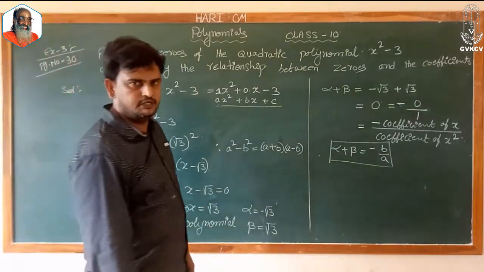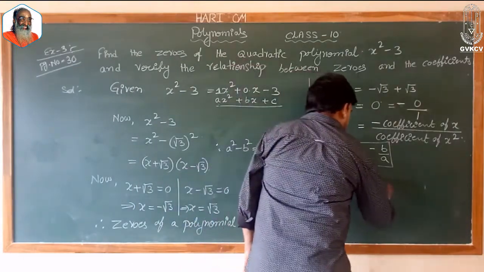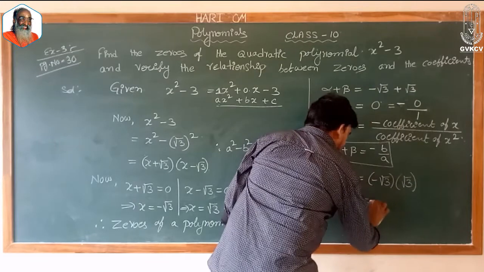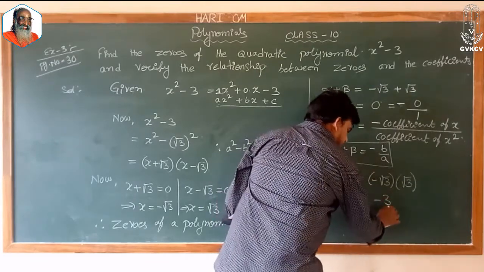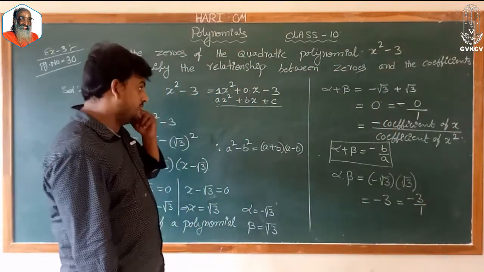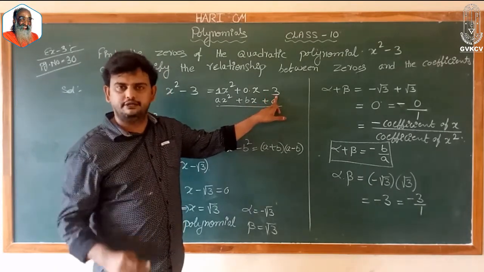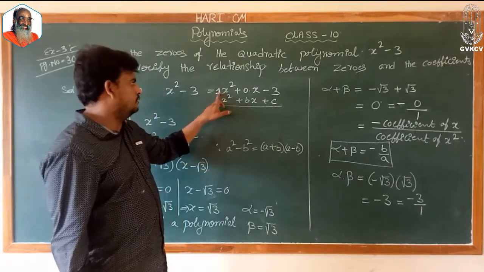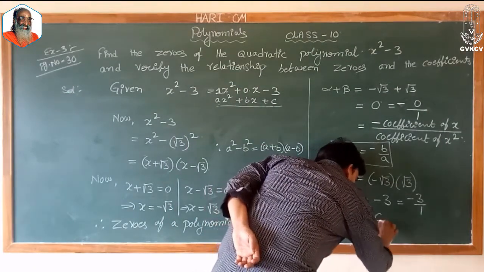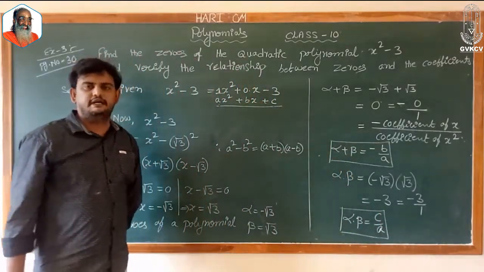Now we go for the second relation. What is the second relation? Product of the zeros, alpha into beta. The value of alpha is minus root 3, the value of beta is root 3. Minus root 3 into root 3, what do we have? Minus 3. Now this minus 3 I can write as minus 3 by 1. Minus 3 is nothing but the constant term, and 1 is nothing but the coefficient of x square. So finally, alpha into beta is equal to c by a. So the second relation also got satisfied.